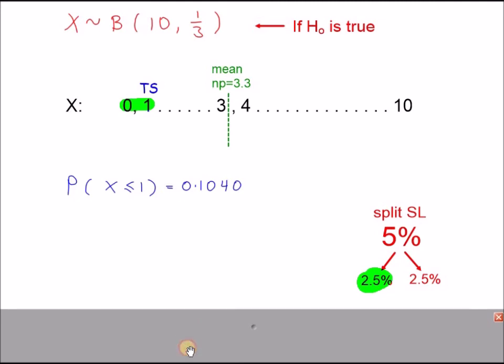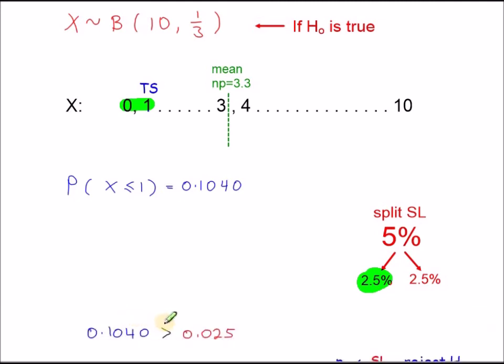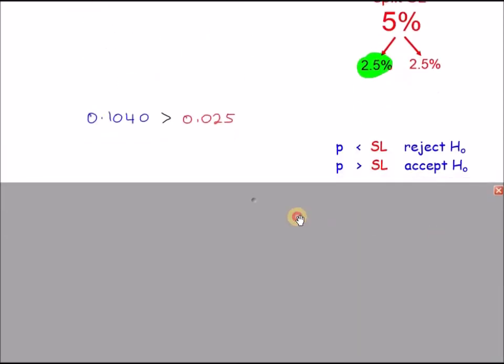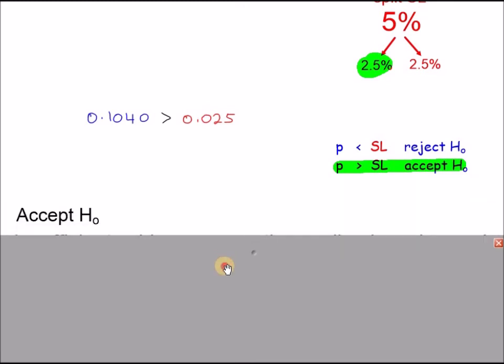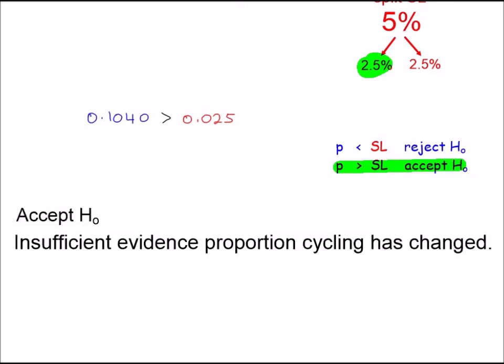So we compare our probability, and it's greater than 0.025. So we have met this condition. We accept H0, and we need a conclusion in context that there is insufficient evidence that the proportion cycling has changed. Again, this part is from H1.